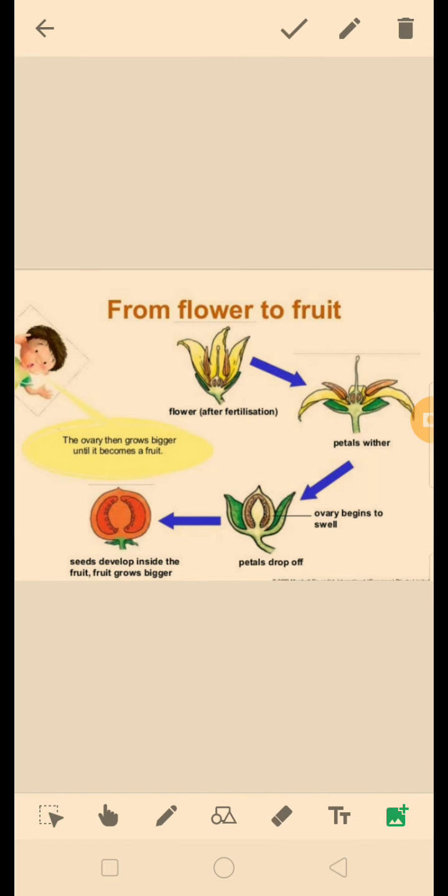Now let us see the next. Next is the journey. This figure shows the journey from the flower to the fruit. The flower is formed after fertilization, then the petals wither out, then the ovary begins to swell and the seeds develop inside the fruit. The fruit grows bigger. The seeds are formed from the ovules and the fruit is formed from the ovary. The ovary grows bigger until it forms a fruit. Okay students?